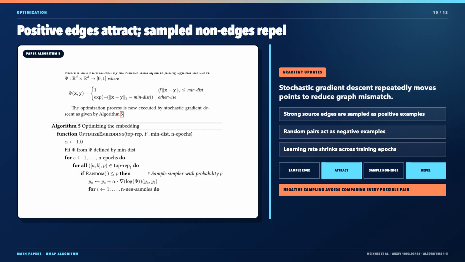Algorithm 5 reduces that loss with stochastic gradient descent. Strong source edges are sampled and their endpoints attract. Randomly sampled non-edges act as negative examples and create repulsion. This negative sampling avoids processing every possible pair of points. Repeated updates reshape the map while the learning rate gradually decreases.